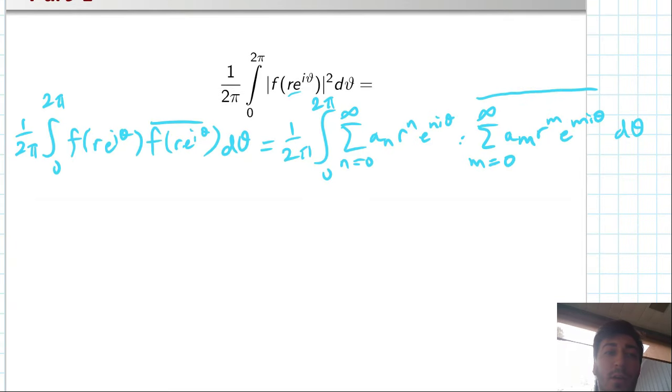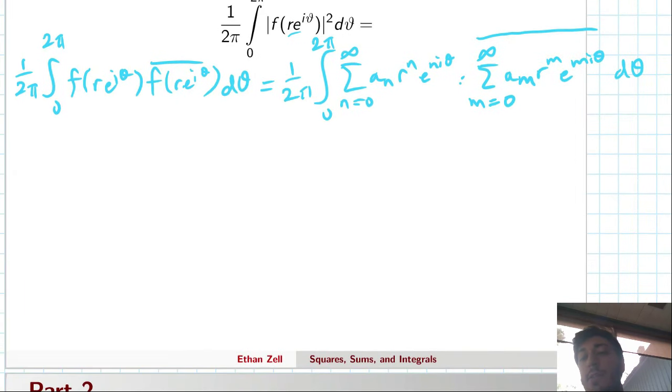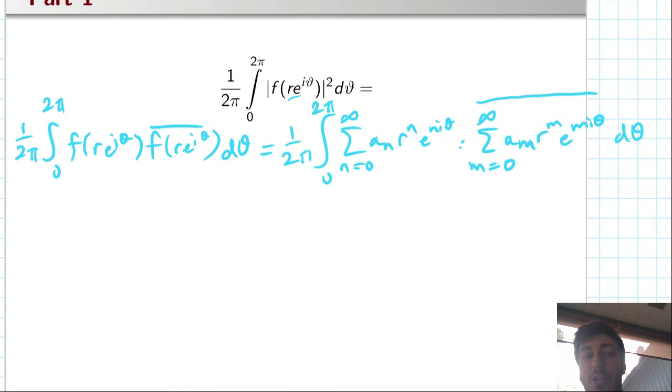Okay. So now we know that conjugation is a linear function, and that means we can distribute this conjugation over our sum. So let's go ahead and do that and take a look at what that looks like. So we put a bar there. r is a real number, so nothing to do there. And then conjugating on the unit circle, which is where this e to the m i theta term lives, is the same thing as putting it to the minus power. So it's e to the minus m i theta.